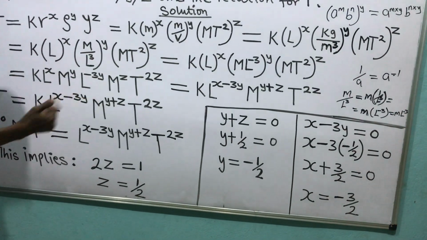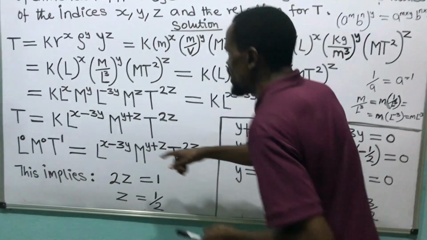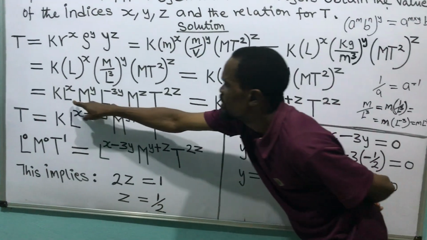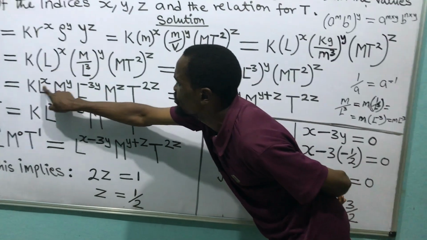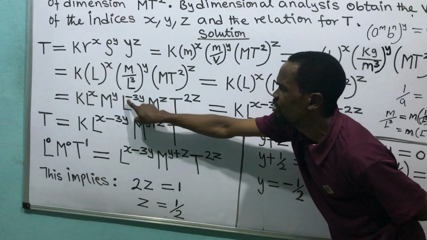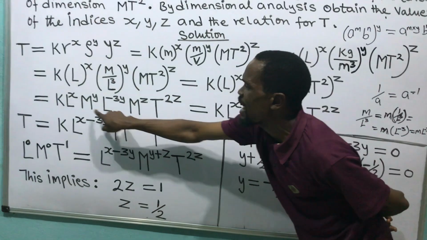Then now, I will begin to collect like terms. Watch me here. I will begin to collect like terms. This one is L raised to power x, and here L raised to power minus 3y. They are the same thing.